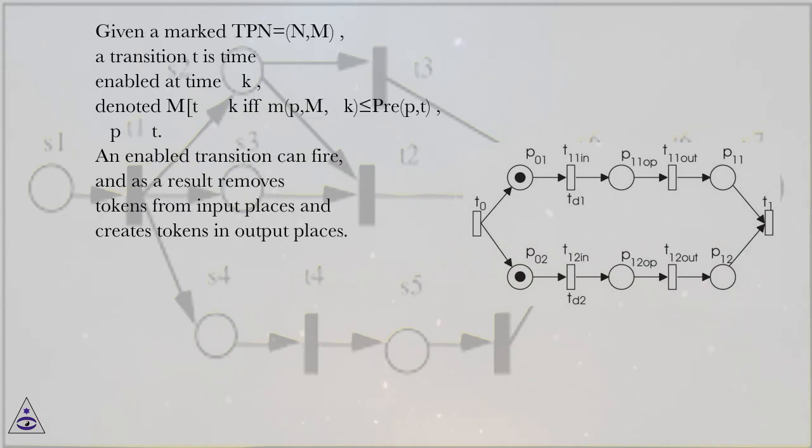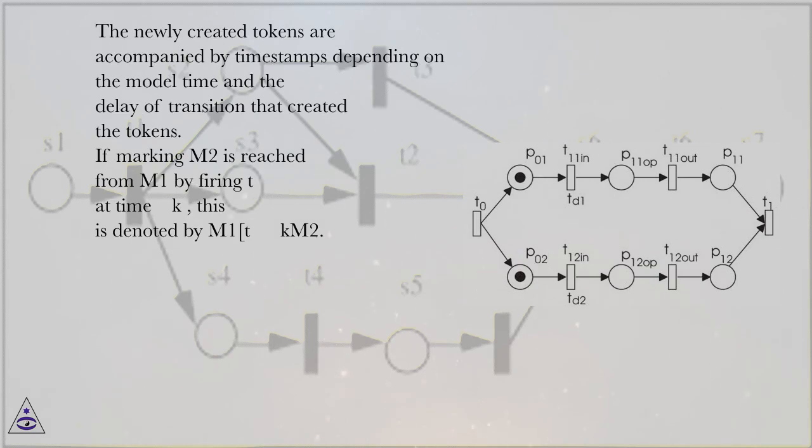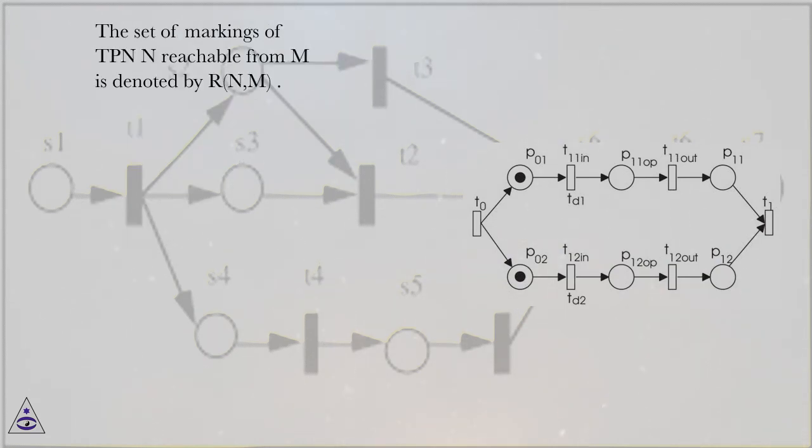Given a marked TPN equals (N, M), a transition T is time enabled at time k, denoted M[T, k>, if M, P, k is greater than or equal to pre(P, T) for all P. An enabled transition can fire, and as a result removes tokens from input places and creates tokens in output places. The newly created tokens are accompanied by timestamps depending on the model time and the delay of the transition that created the tokens. If marking M2 is reached from M1 by firing T at time k, this is denoted by M1[T, k> M2. The set of markings of TPN reachable from M is denoted by R(N, M).